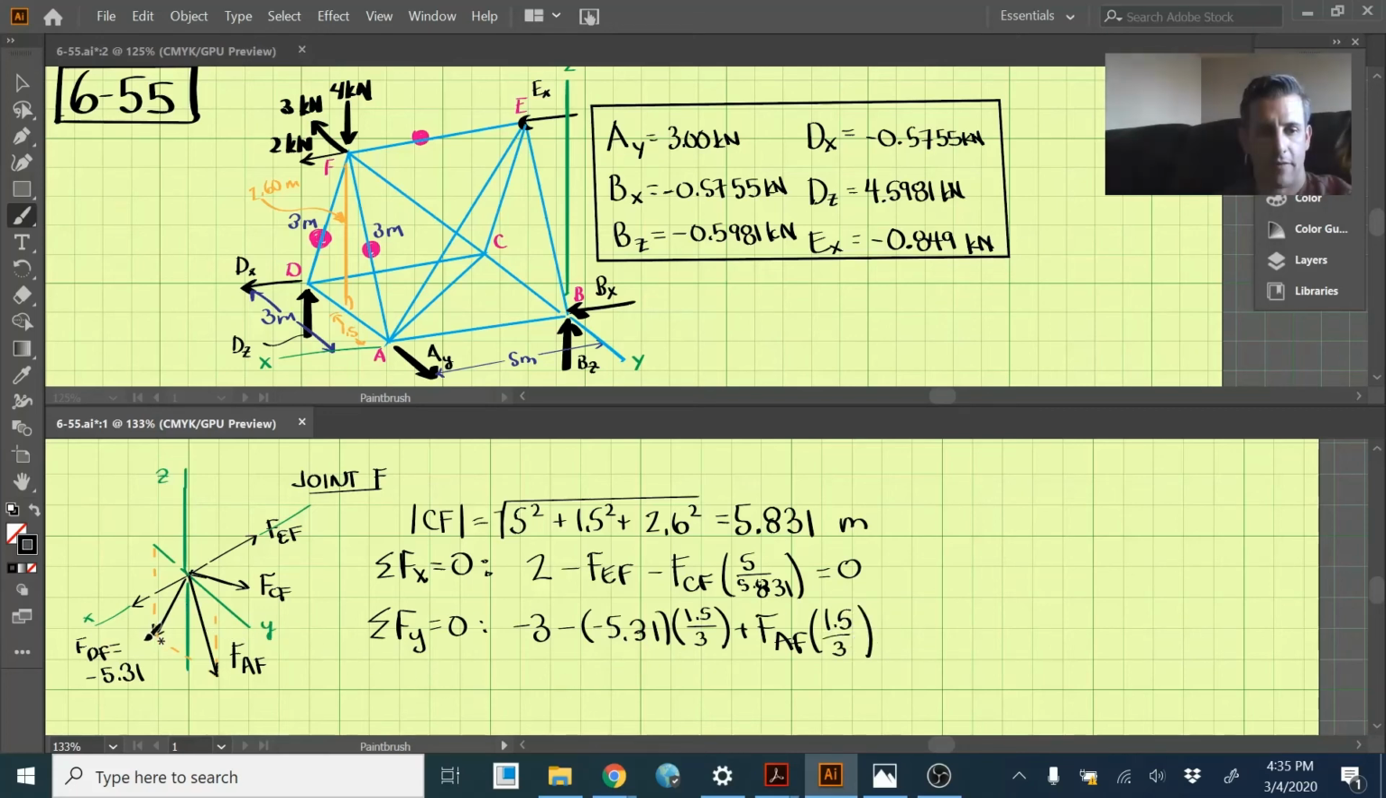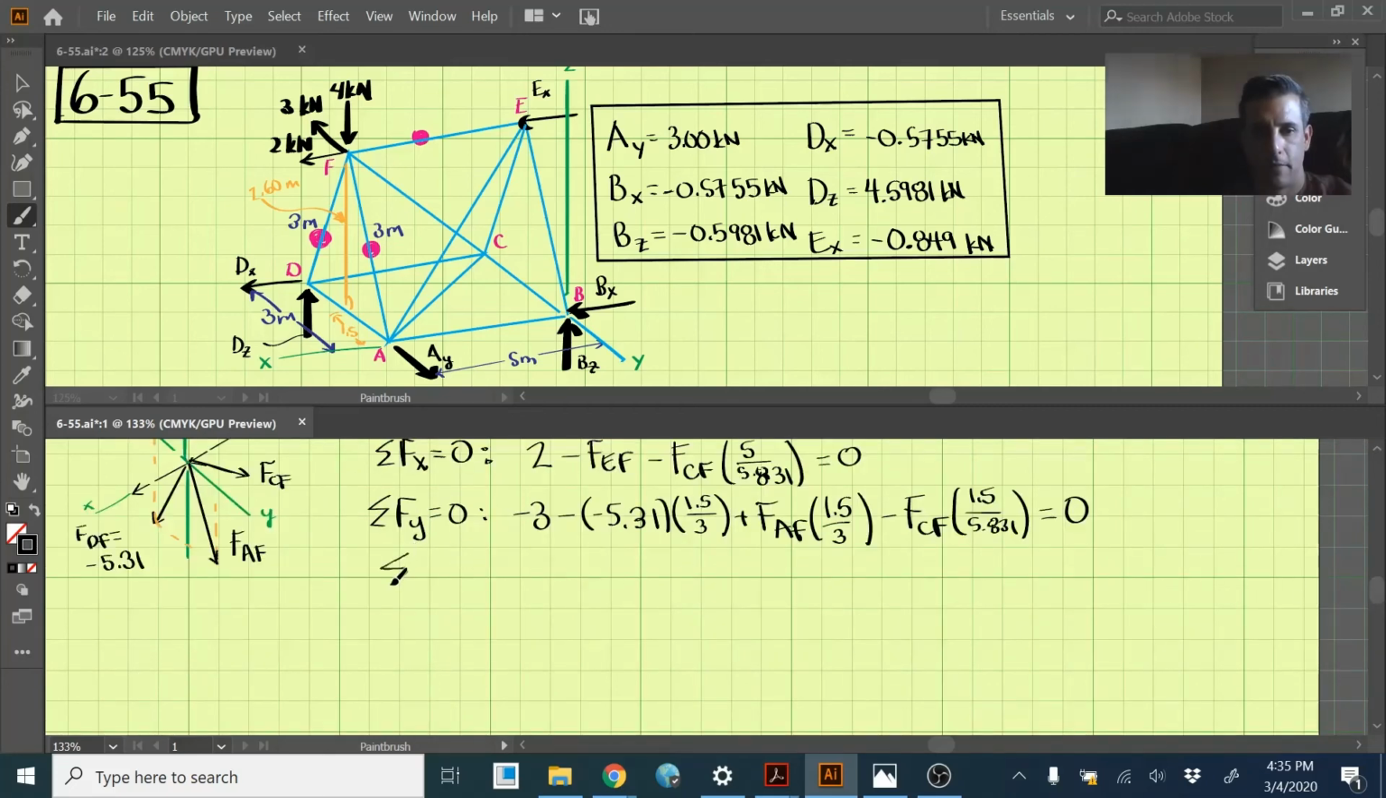So we have this one done, we have that one done. We don't have to worry about this. We have the external, and we need FCF still. FCF will be pointed in the negative y direction, so that'll be negative FCF. And the component of that is 1.5, right? As we move from F to C, it goes negative 1.5, over 5.831, the total length of CF, and set that equal to 0.